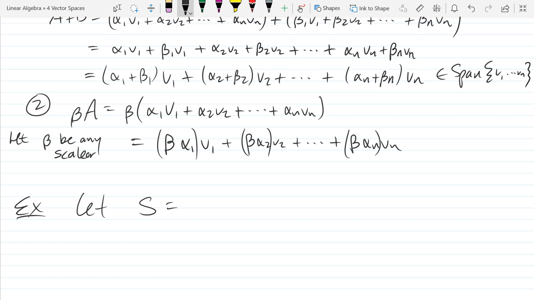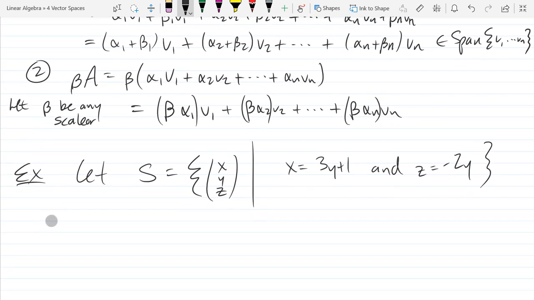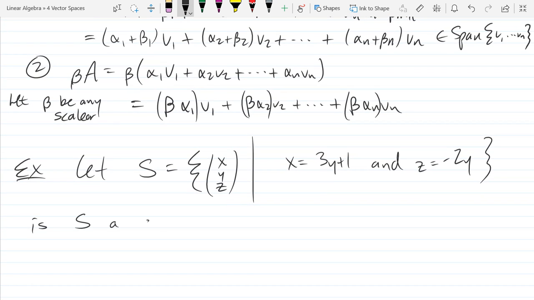So we'll take our set S. Now, remember, if S is a span, you're automatically a vector space. We just saw that. So it would be very silly for me to write down S is a span of vectors and then ask you if it's a vector space, because the answer will always be yes. So I'll write in set builder notation. So we'll have three-dimensional vectors such that x equals 3y plus 1 and z equals negative 2y. So this is some of the vectors in R3, the vectors that have these properties here. So is S a subspace?